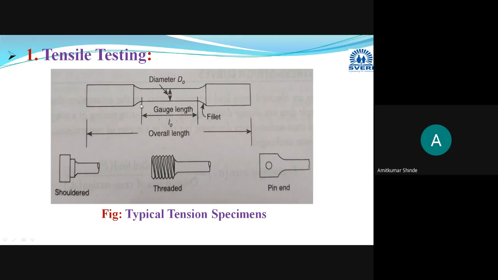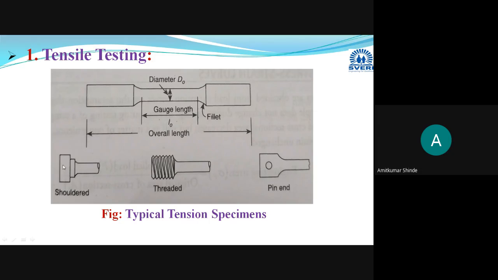While taking the readings, we are going to consider whichever changes are occurring in the length and diameter. We are considering only this portion for taking the readings. We are not considering the overall length or overall diameter of this specimen. We are just considering this marked portion, and this will be termed the gauge length, and this is the corresponding diameter.